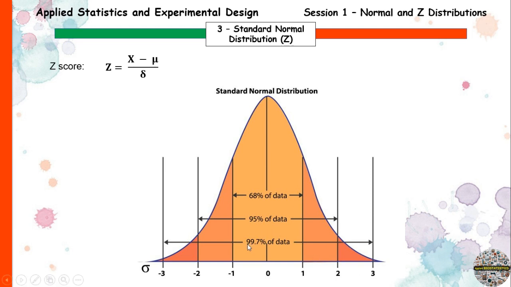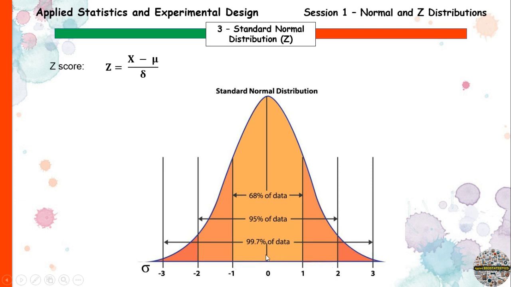Approximately 99.7% of data is between -3 and 3, and 95% of data is between -2 and 2, and 68% of data is between -1 and 1.